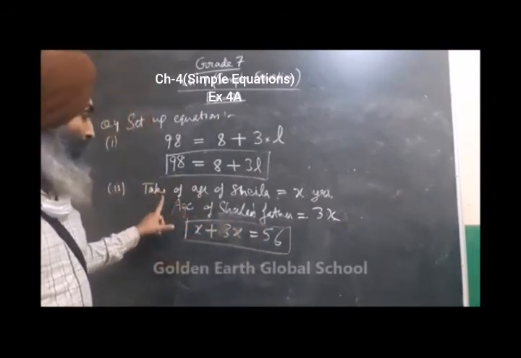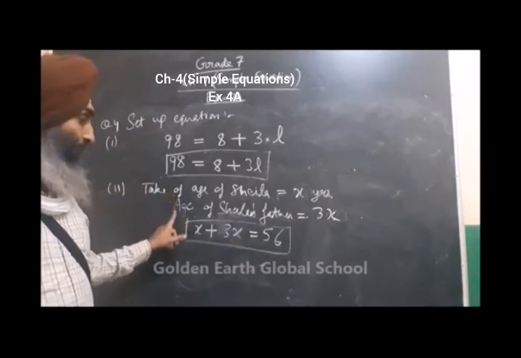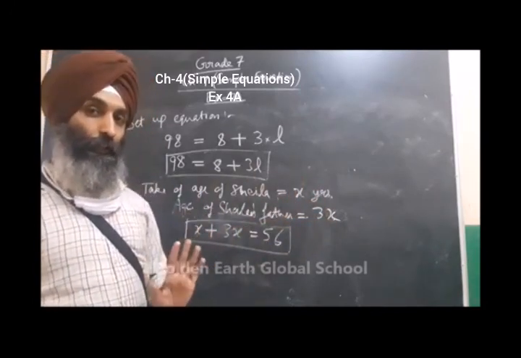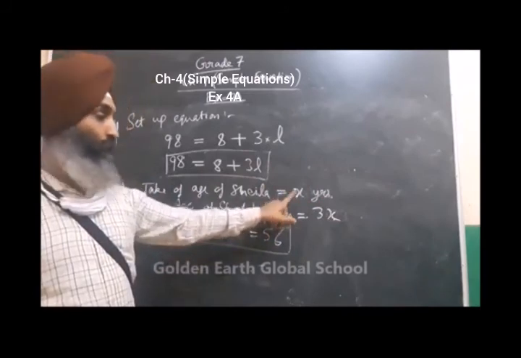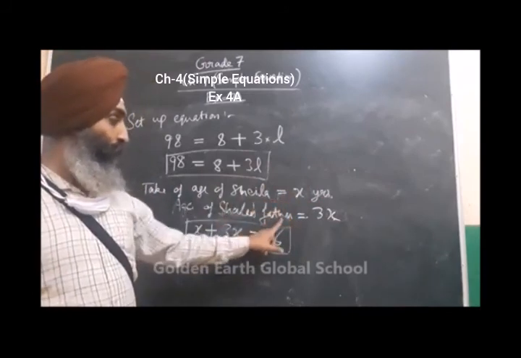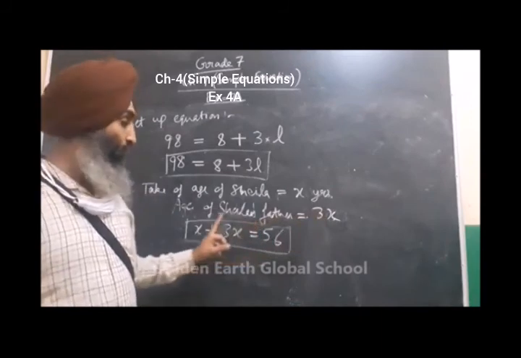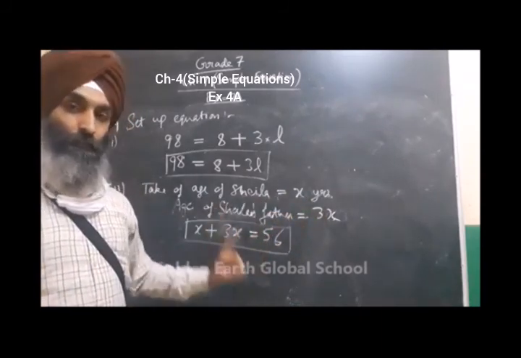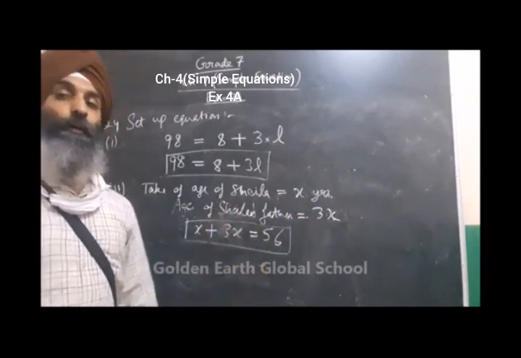In the first statement it is written that Sheila's father is 3 times Sheila's age. You don't know Sheila's age, so take the age as x years. So Sheila's father will be equal to 3x. Now it is given the sum of their ages is 56. So this is the required answer.